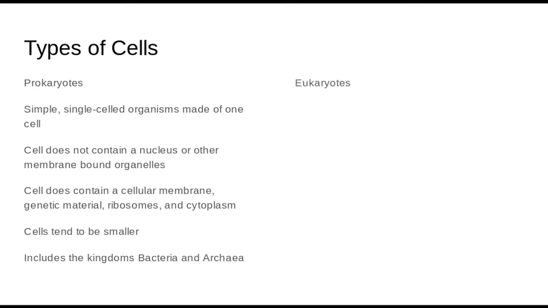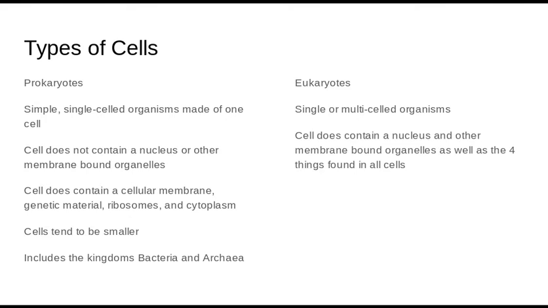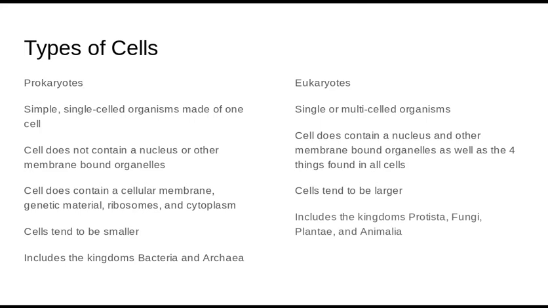The other type of cells is eukaryotes. These are single or multi-celled organisms. Normally, we think of the multicelled organisms, but don't forget about protists, which we studied earlier this year. The cell does include a nucleus and other membrane-bound organelles, as well as the four things found in all other cells, which include genetic material, cell membrane, ribosomes, and cytoplasm. As you can guess, these cells tend to be larger just because there's more stuff in them. The kingdoms included in the eukaryote or Eukarya domain include Protista, fungi, Plantae, and Animalia.